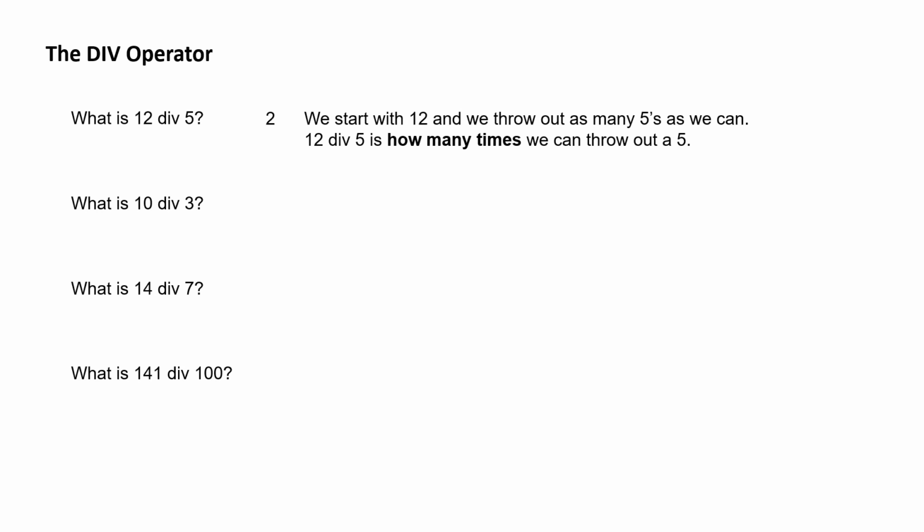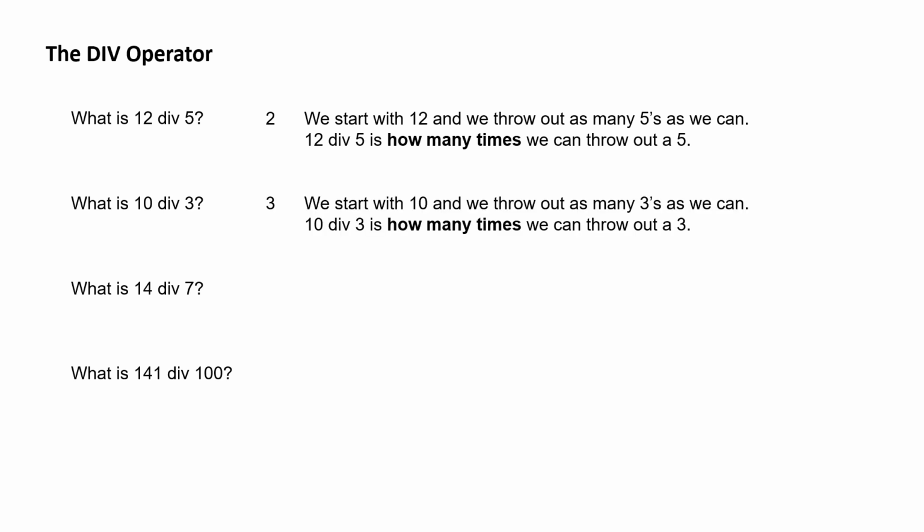Now it turns out that 2 was the answer we got when we took 12 mod 5 also, because 2 was the remainder. But in this example, we can also throw out 2 5s, so 2 would be the answer for this also. So it's a different 2. In this case, that's how many times we can throw out a 5 before we get below 0.